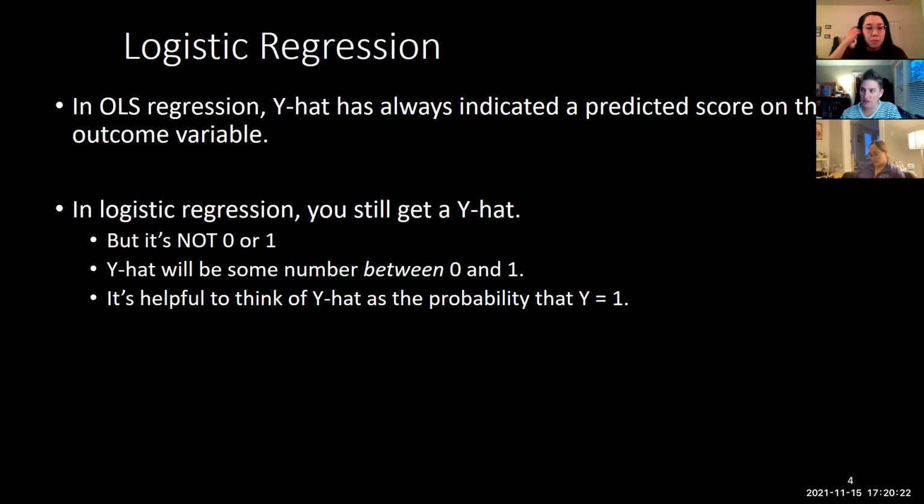Now in logistic regression, you're still going to get a y hat. You're still going to get a predicted score, but unlike what you'd think, you would think it should be 0 or 1 because our outcome that we're interested in is a 0 or 1, like a yes-no sort of outcome. But your y hat is not a 0 or 1. What it actually is is some number between 0 and 1. And it's helpful to think about it as a probability that y equals 1. Sometimes people call that probability of an event. So in some of the readings that I gave you, they'll call this the probability of an event. An event just means y equals 1.